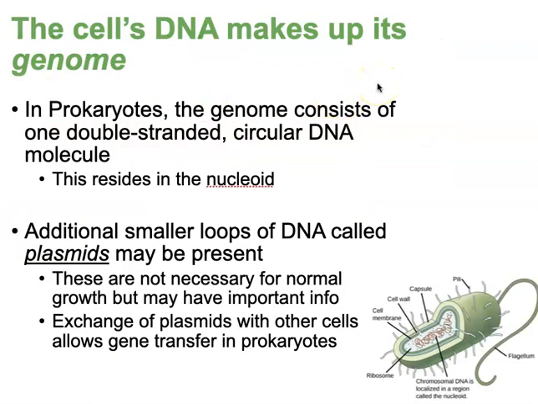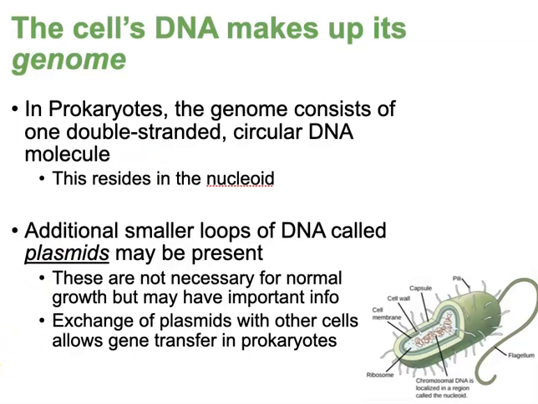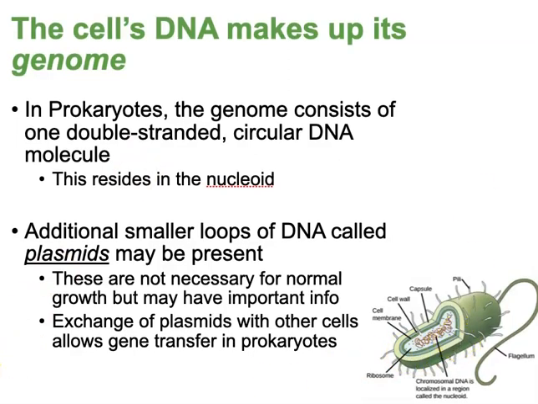The cell's DNA makes up what we call the genome, and inside prokaryotes, the genome consists of one double-stranded circular DNA molecule made up of a sugar phosphate backbone, with A's, T's, G's, and C's. If I drew it for you, inside the cartoon they have this squiggly line that represents a double-stranded piece of information. Here's that double-stranded squiggly thing.